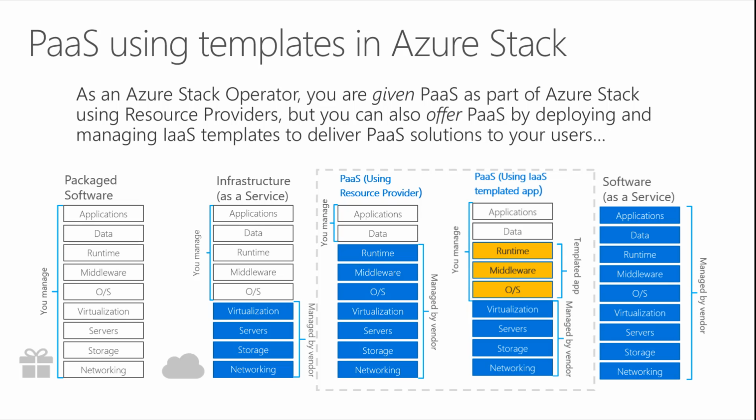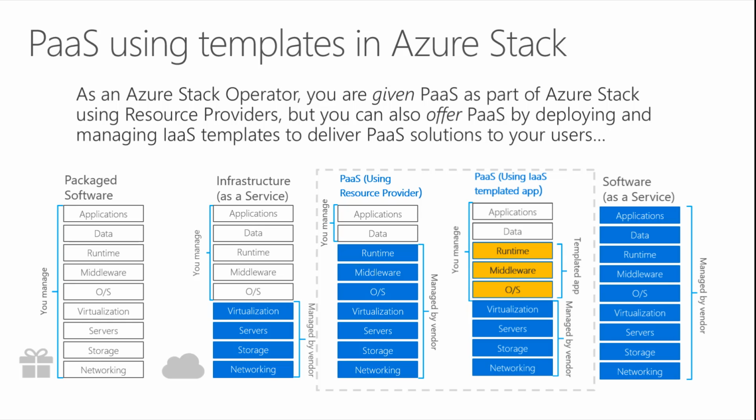In this slide, we take the diagram we had before and adjusted it a little bit. So we still have IaaS, we still have PaaS, and on the right-hand side, we have SaaS. But one of the things that's different that we want to make clear for you is the difference between PaaS using a resource provider, in the dotted box here, versus PaaS using an IaaS templated app. So it's a matter of what you manage versus what is managed by the vendor.